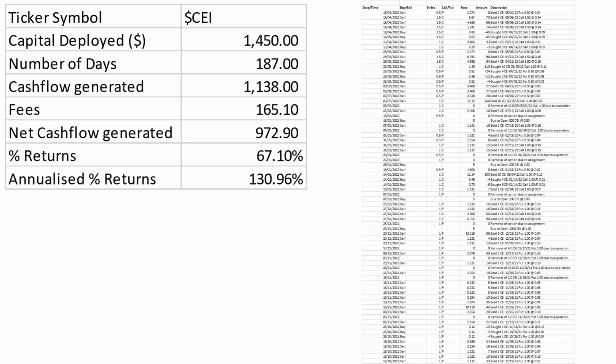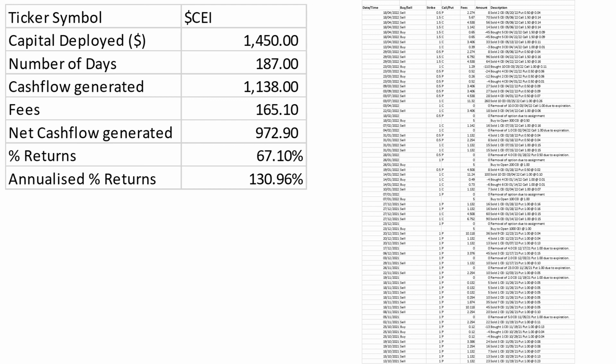And just by executing on the wheel strategy, which is selling puts, as you see, there were quite a number of puts that were sold, and then when they were assigned, we sold calls, and then when they were assigned, we sold puts again. By going through that cycle of selling puts, getting assigned, selling calls, getting assigned, selling puts all over again, we were able to generate a cash flow of $1,138 on a $1,450 investment over 187 days.